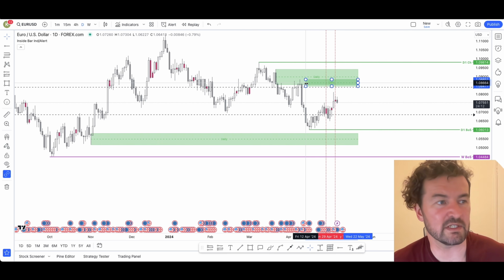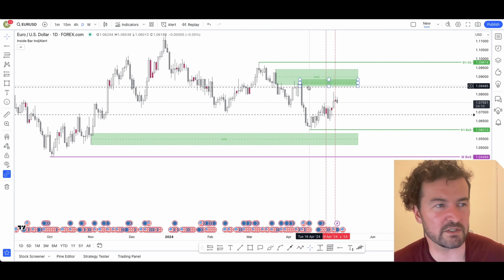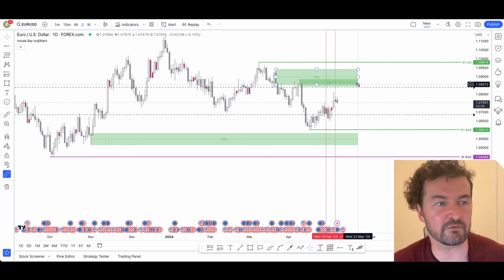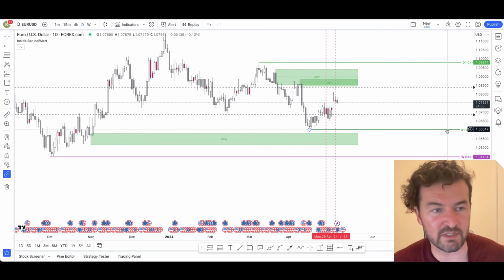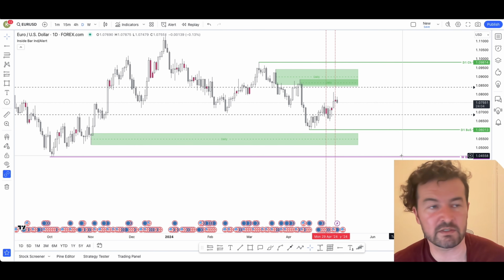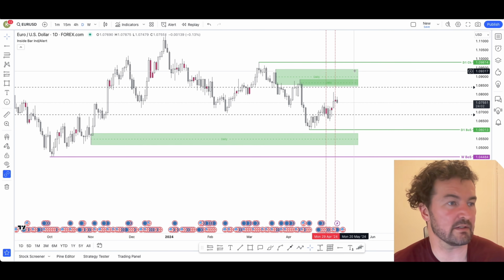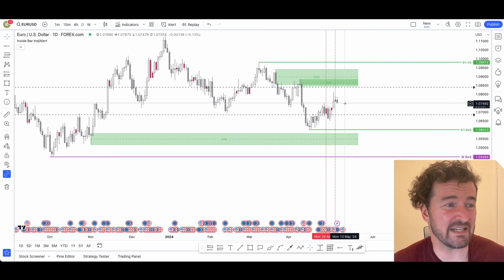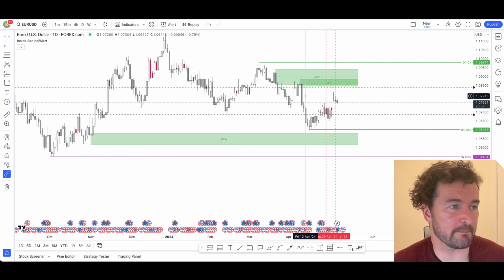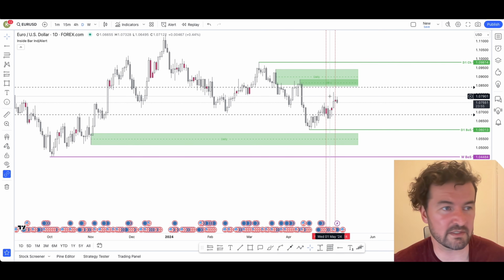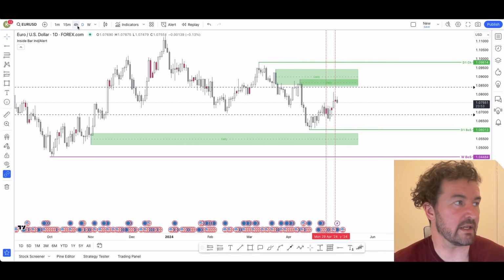But generally speaking, this is the area which I would want a reaction from to come down, break through the daily BOS, and then break through the weekly BOS and try and get trades from. Okay, so that's the daily done, I think. And also its rebalance did occur. Okay, H4.